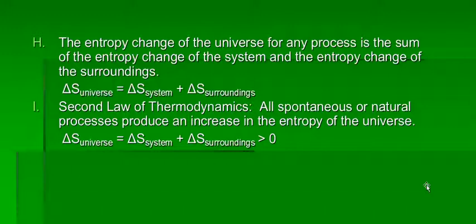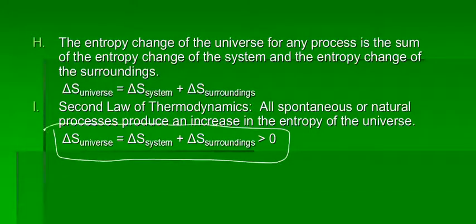The second law of thermodynamics states that all spontaneous processes, all processes that will happen if the system is left to itself, produce an increase in the entropy of the universe. In equation form, the second law looks like this. Delta S of the universe, which equals delta S of the system plus delta S of the surroundings, is greater than 0 for all spontaneous processes.